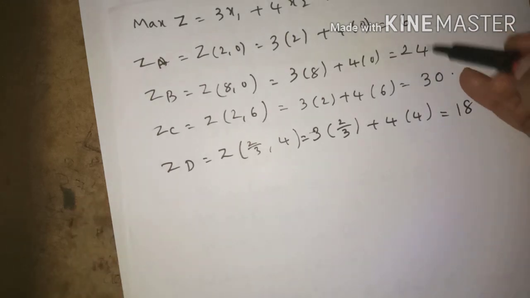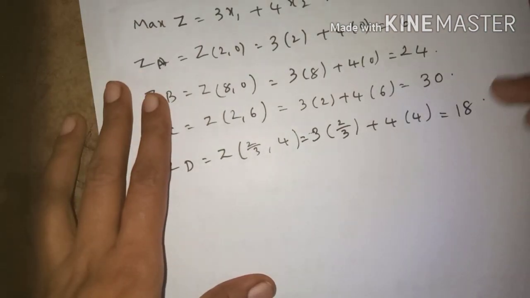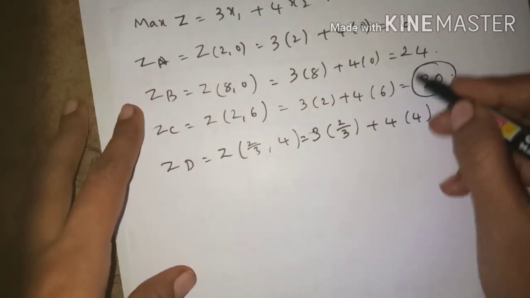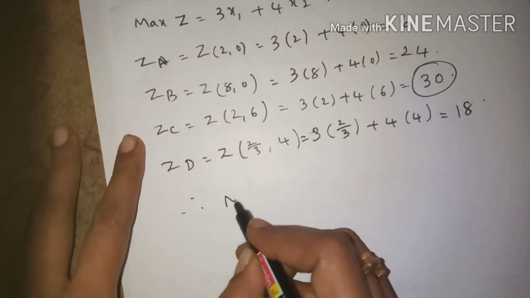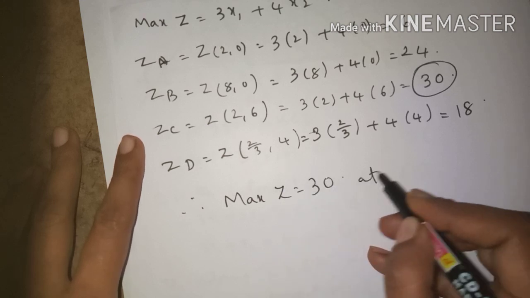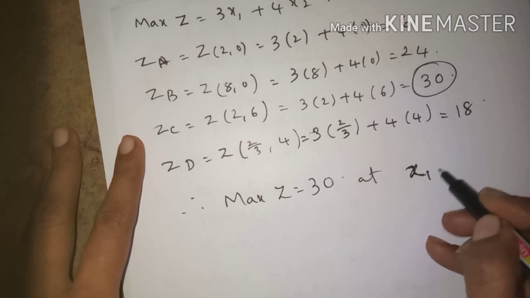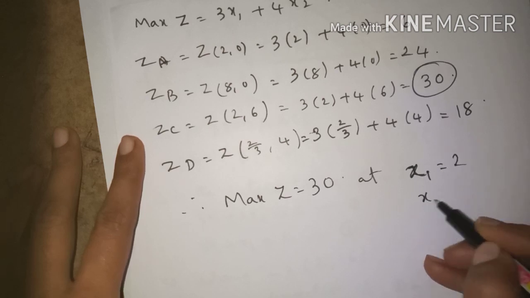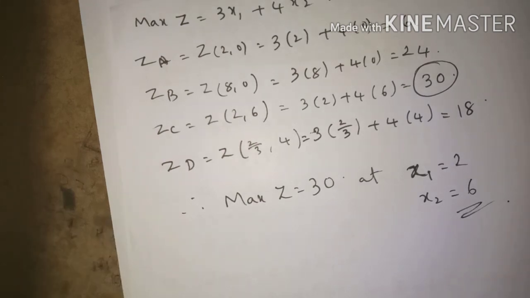Now out of all these values, 6, 24, 30, 18, the maximum value is 30. Therefore max Z is equal to 30 at x1 is equal to 2, x2 is equal to 6. This is the problem. Thank you.